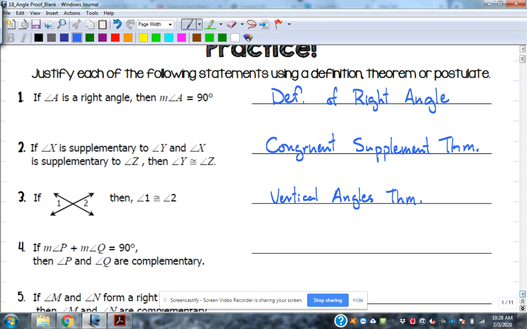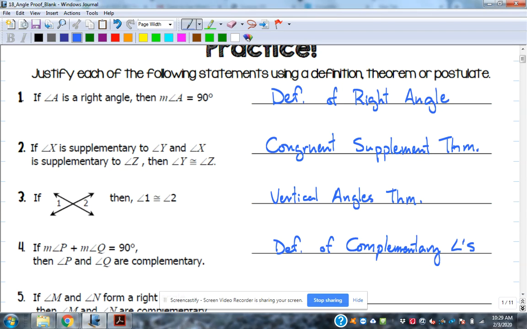Number 4, if the measure of angle P plus the measure of angle Q equals 90 degrees, then angle P and angle Q are complementary. Definition of complementary. My handwriting is horrible today. And I'm going to abbreviate angles on that one. That's a long word. Just a little angle symbol.